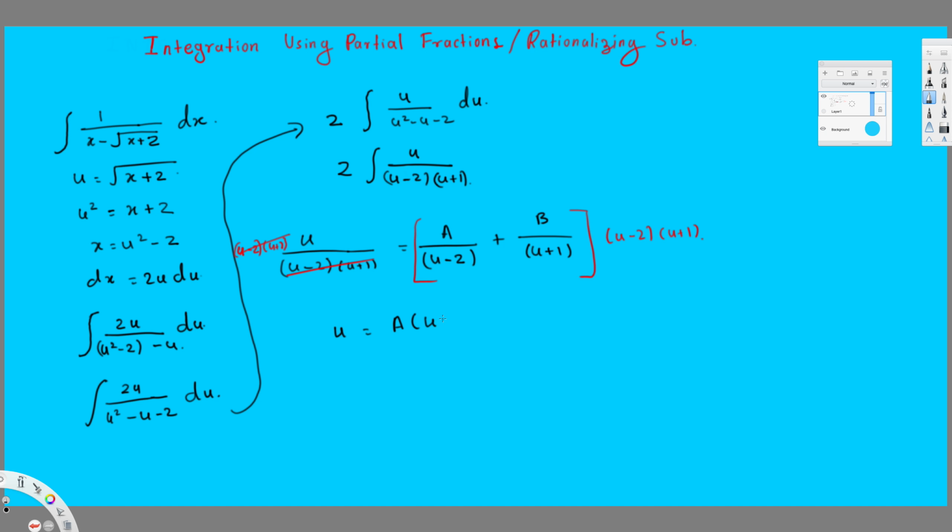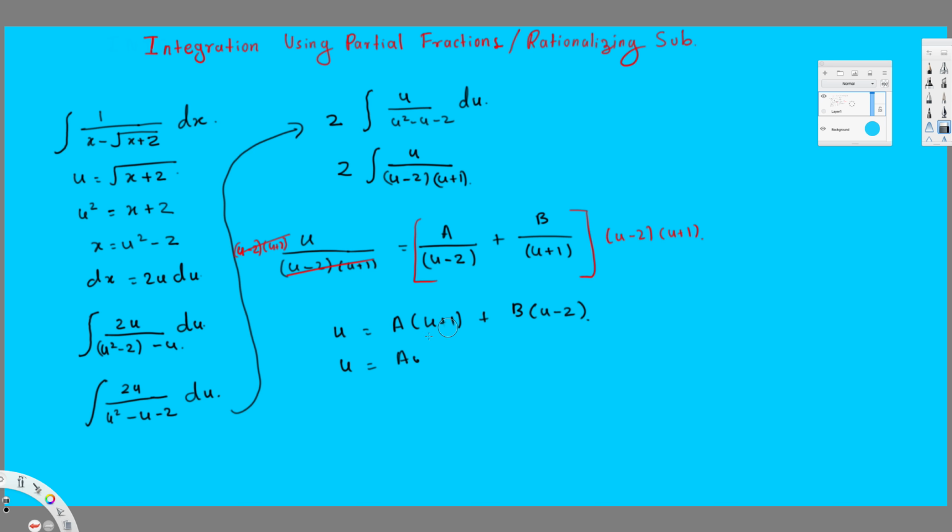So this is going to be A times (u + 1), and the other one is going to be B times (u + 1) will be cancelled, and (u - 2) is left. So u - 2, and let's multiply everything. A u, or we can do another thing.